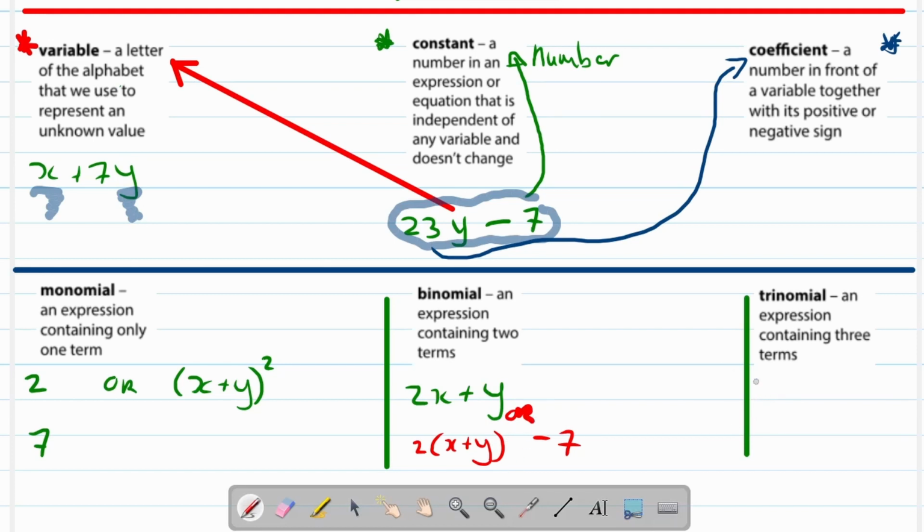A trinomial will look as follows. 3 terms, it's a x squared plus 7x minus 4. And you can see the 3 terms right there. There's the one, the other two right there. Okay, so there's a monomial, binomial, and trinomial. So this is to help you understand the expressions and how to read the language of algebraic expressions.